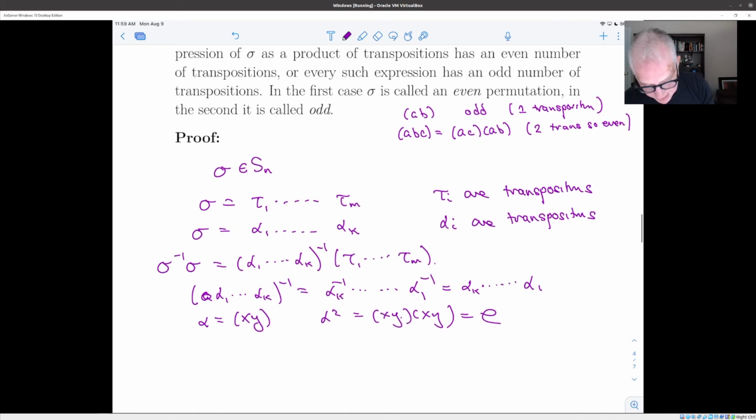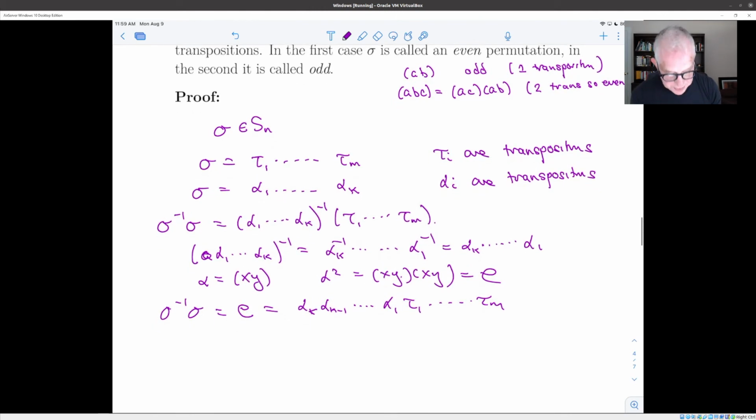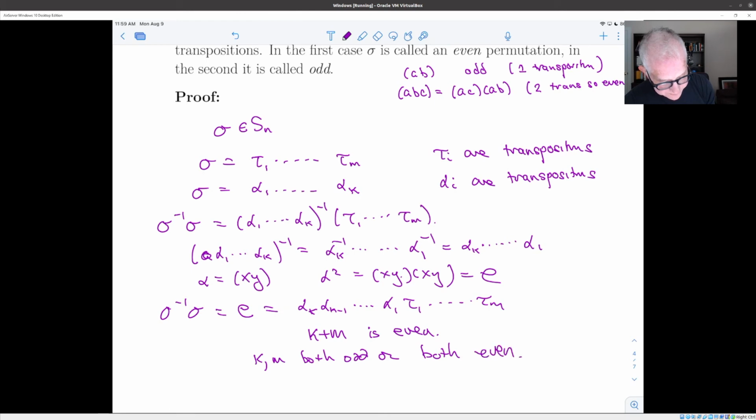alpha k down to alpha 1. And that means that sigma inverse sigma, which is the identity, is alpha k, ..., alpha 1, tau 1, up to tau m. And by the proposition that we proved a little while ago, this has k plus m transpositions in it, so k plus m is even. And if the sum of two integers is even, that means that either k and m are both odd or both even. And that's what we were trying to prove.